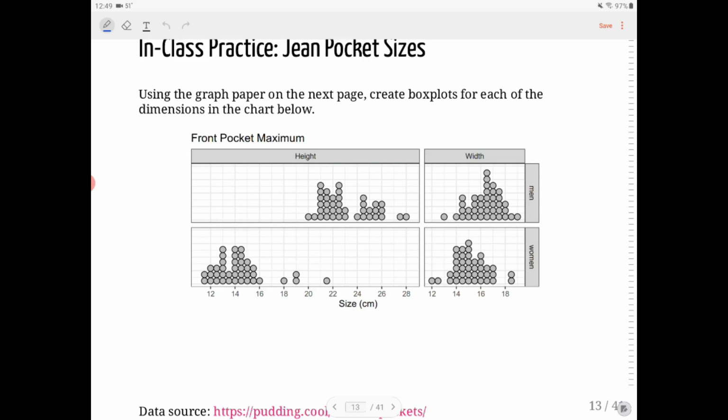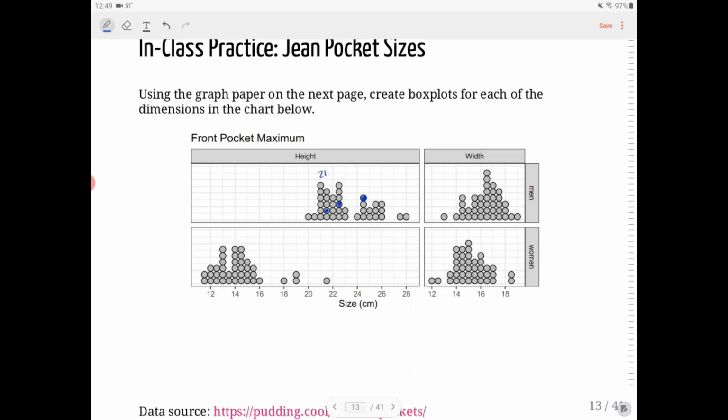1, 2, 3, 4, 5, 6, 7, 8, 9, 10. So that's our lower quartile. Counting another 10, so there's our median. Another 10, and there's our upper quartile.